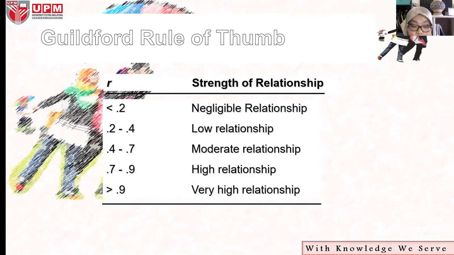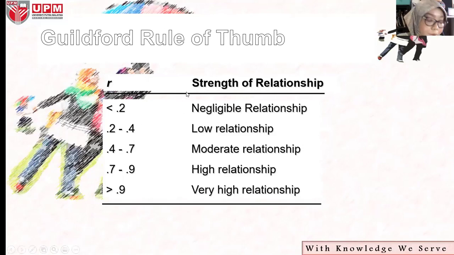Okay, just to remind everyone, the direction, which is negative or positive, just indicates the direction of the relationship. Either it is negative or positive. But in terms of the existence of the relationship, it is determined by this numerical value.